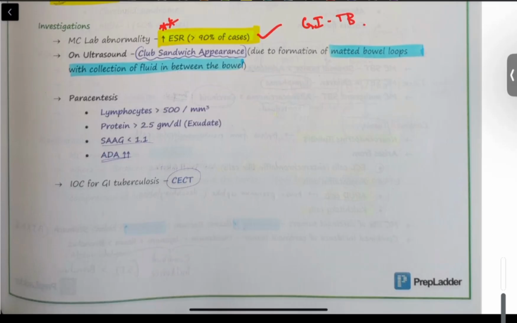So on ultrasound, how does this appear? It will appear like a club sandwich appearance. Why does it appear like a club sandwich? Because of formation of matted bowel loops with collection of fluid in between.